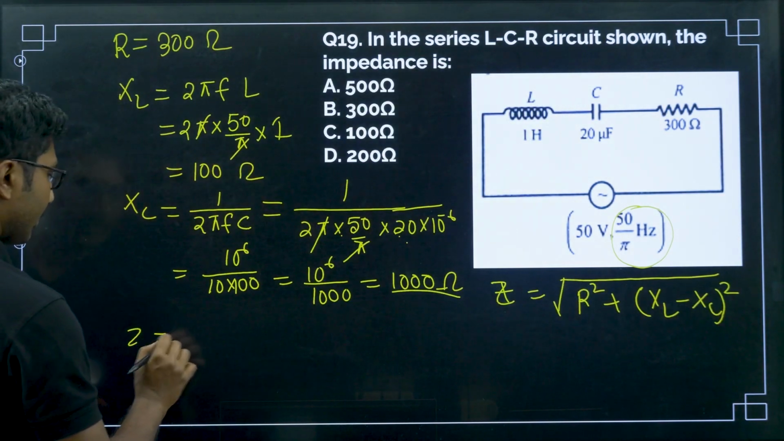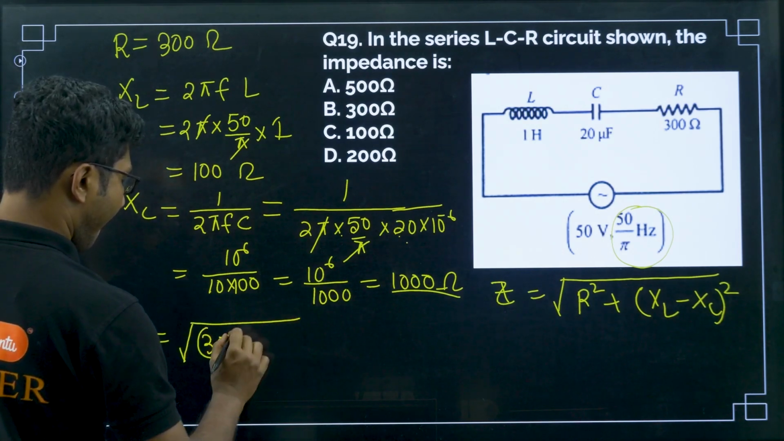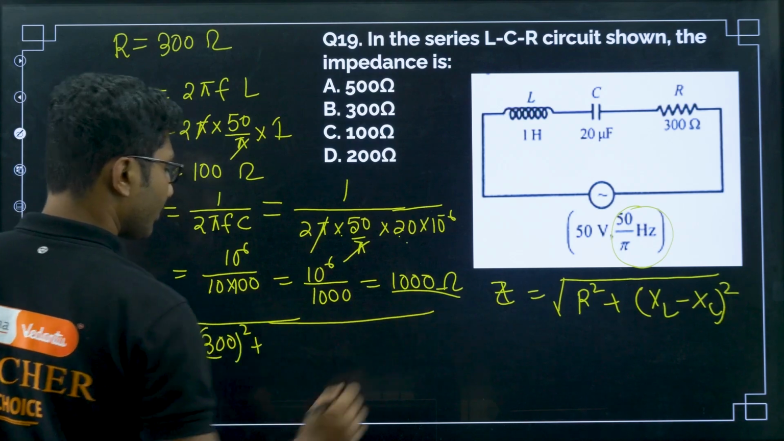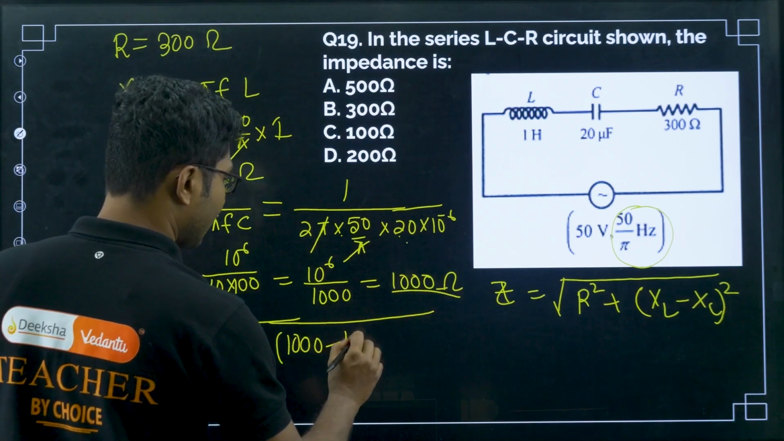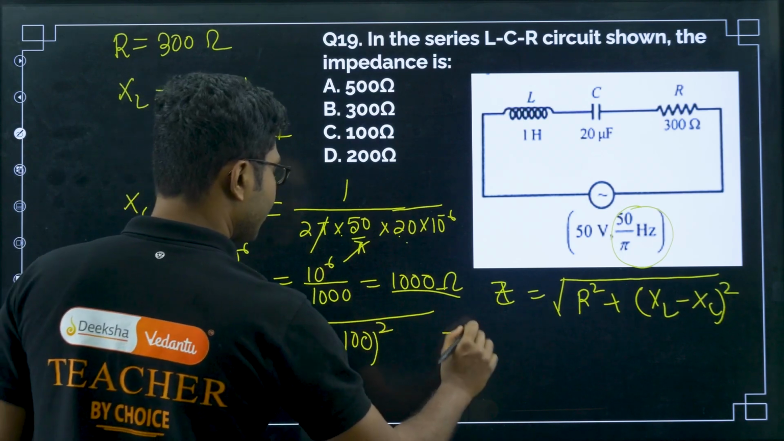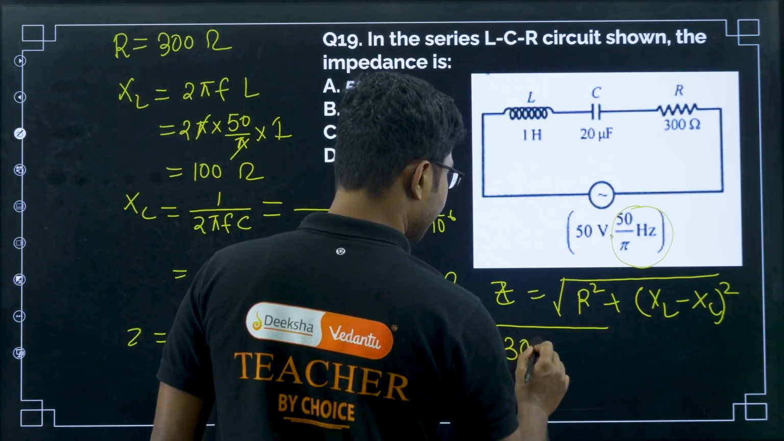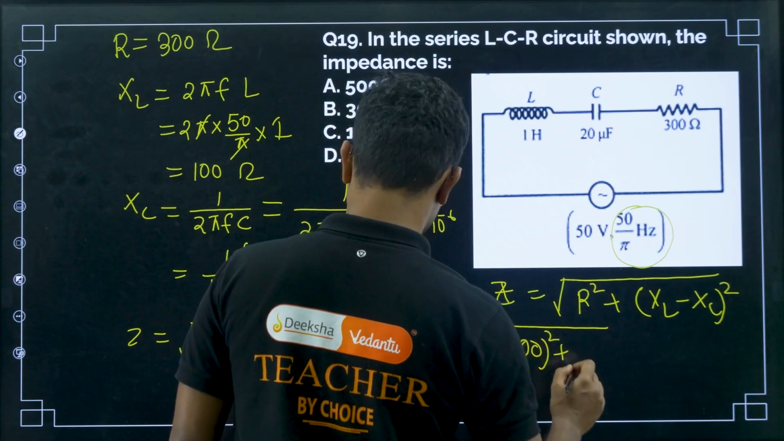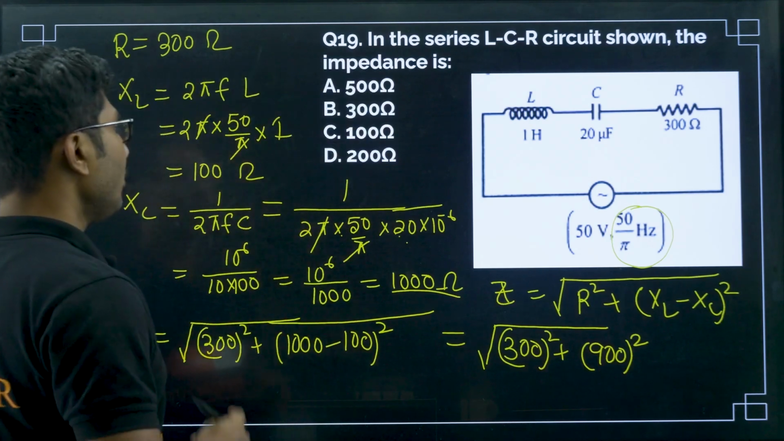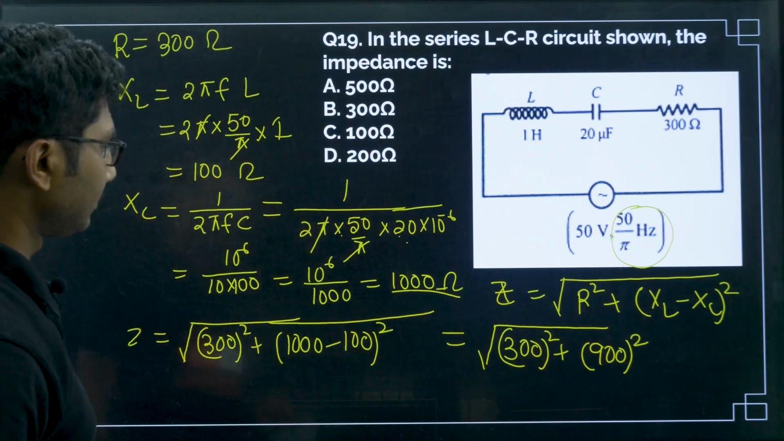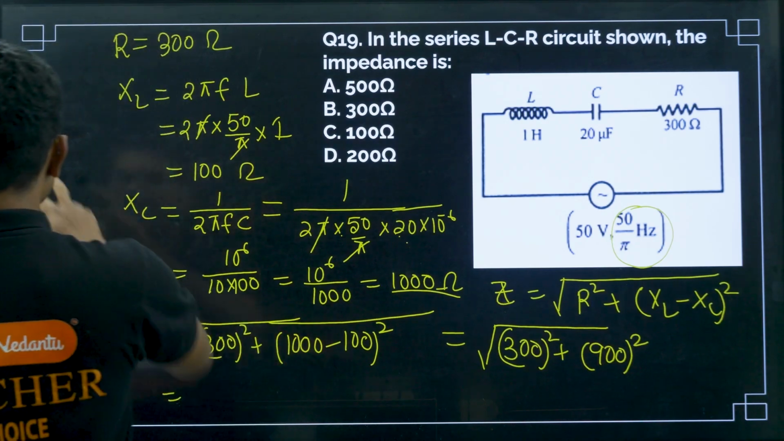So, Z is equals to square root of 300 whole square plus XL minus XC is 1000 minus 100 whole square. So, it will be square root of 300 square plus 900 square. Okay. Now, what else? Well, I made a mistake here.